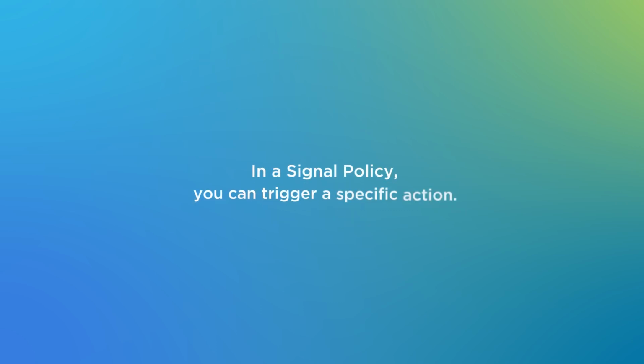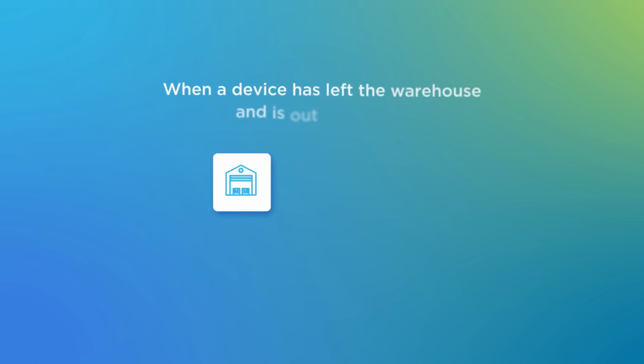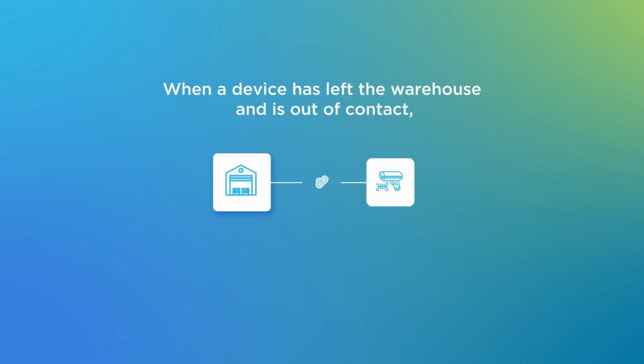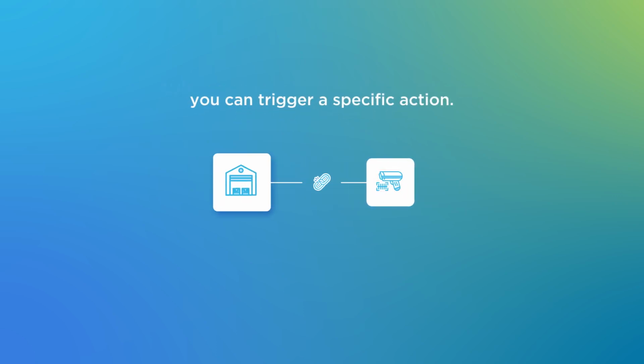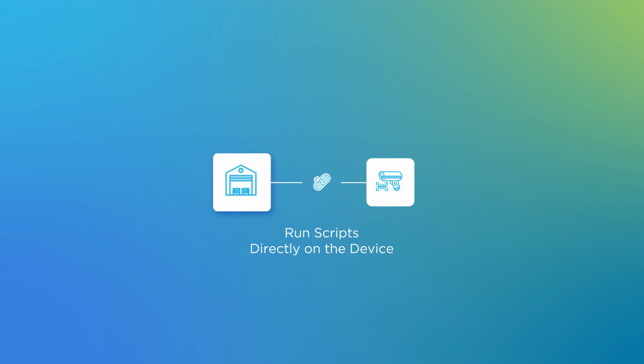In signal policies, you can go even further by combining multiple states. For example, if a device has left the warehouse and is out of contact, you can trigger a specific action, such as running a script directly on the device, such as wiping the device if it goes missing. Because the evaluation happens locally, the action can execute even if the device isn't connected to the server.